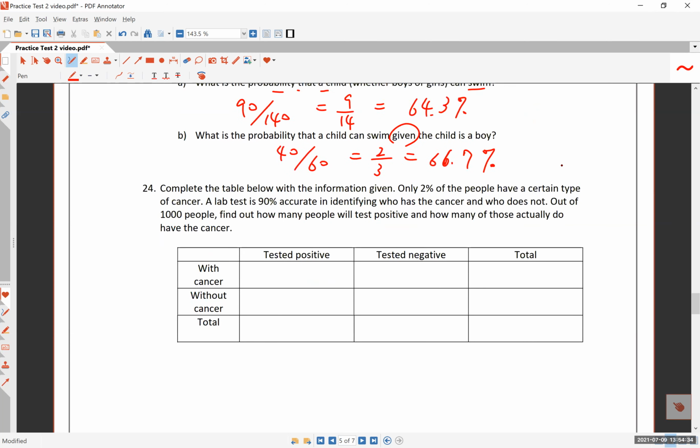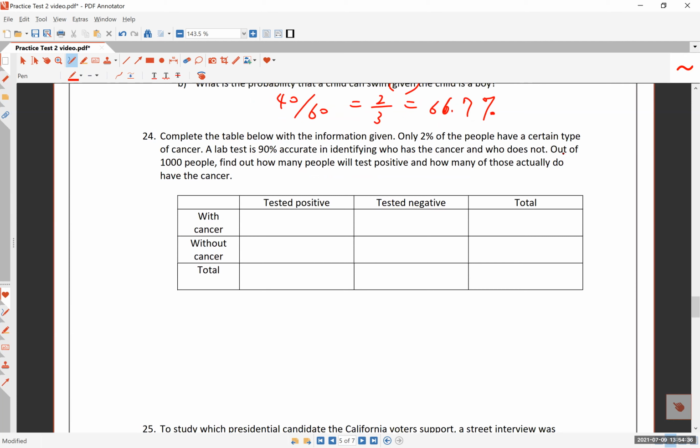Number 24, complete the table below with the information given. Only 2% of the people have a certain type of cancer. So what is the thing that we use? The method is called a fictional 1,000 people table, or fictional 1,000 table. Out of 1,000 people, so this is where I will start. Watch where I go next. Now find out how many people will test positive, and so on.